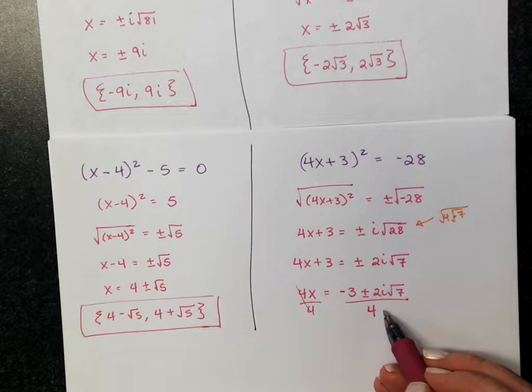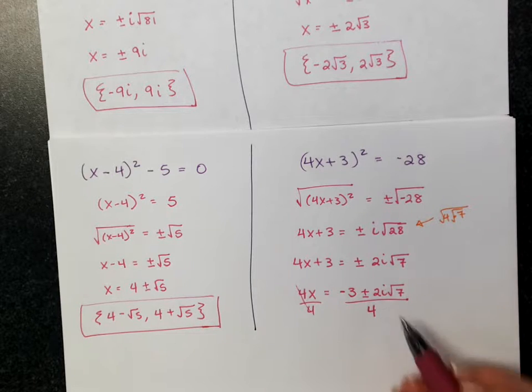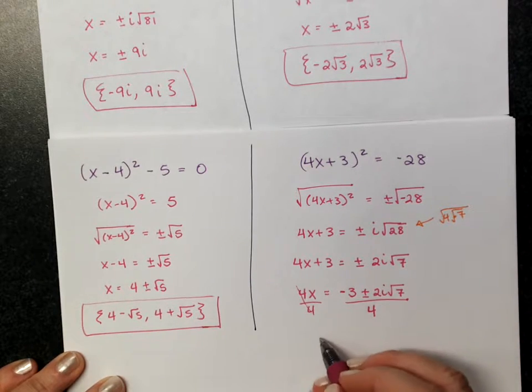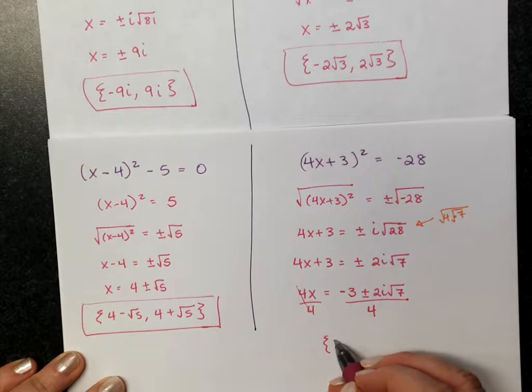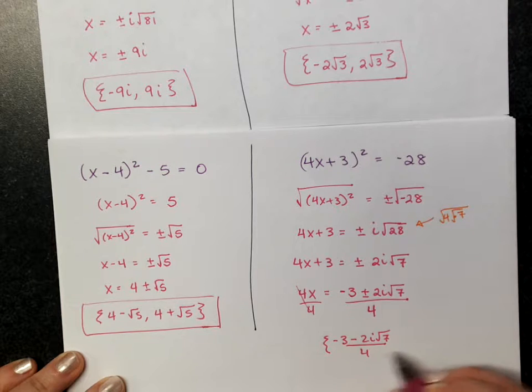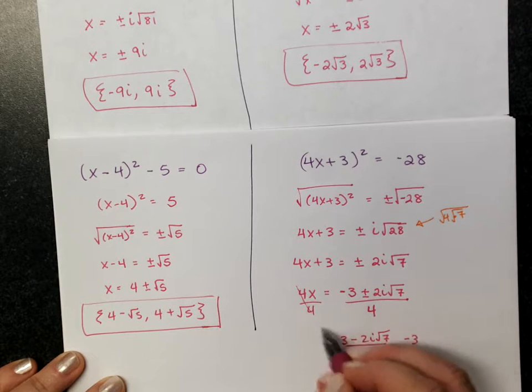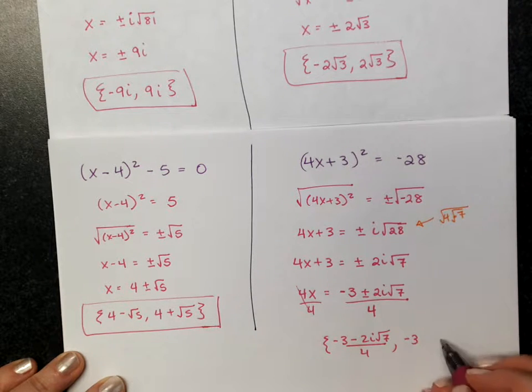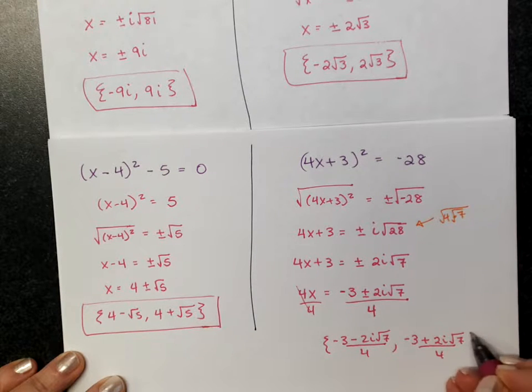Now, if you did, if you're so inspired, I might give a bonus point for that because I'd be really impressed. But you don't have to, to get full credit. So this would be negative 3 minus 2i radical 7 over 4. And the negative 3 is negative 3 in both of them. It's just one's minus and one's plus 2i radical 7 over 4.